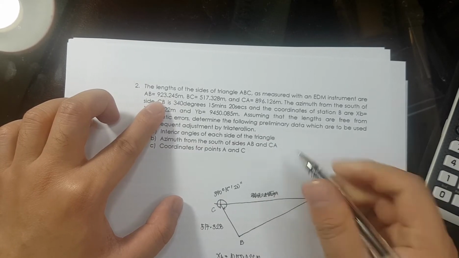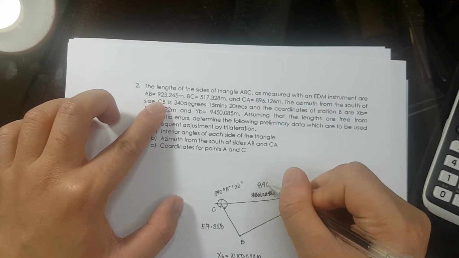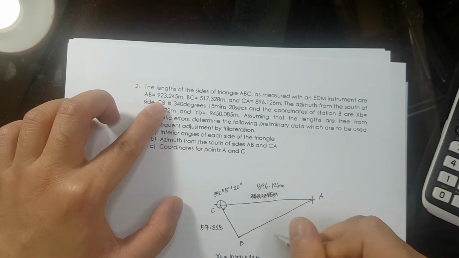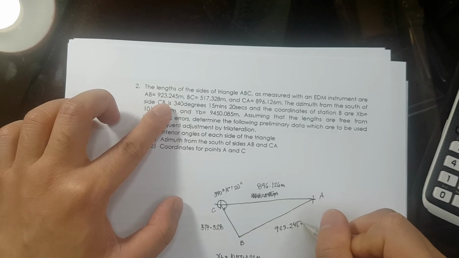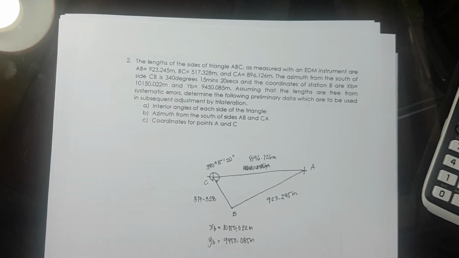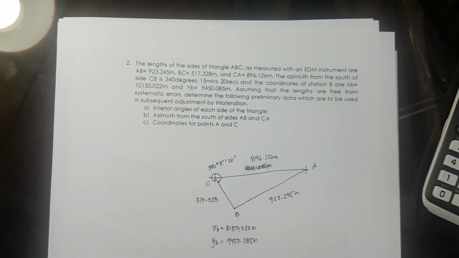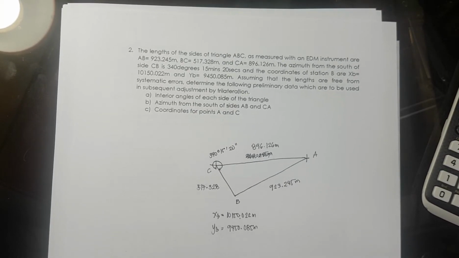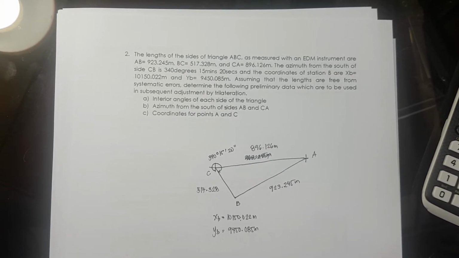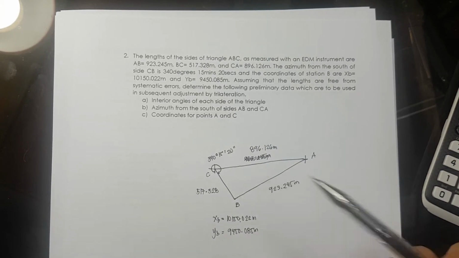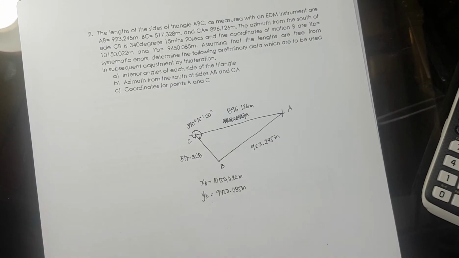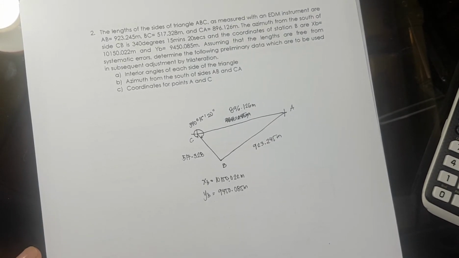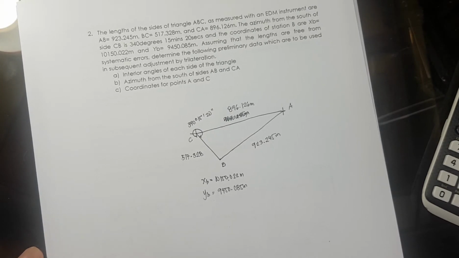AC is equivalent to 896.126 meters. And dito is 923.245 meters. Okay. So, we can solve the angles using cosine law muna because we do not have any interior angle. But if we're going to use cosine law, we can solve for at least one. Then from there, we can use sine law. Or we can proceed with the computation of other angles using cosine law.